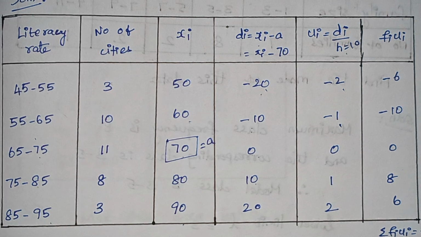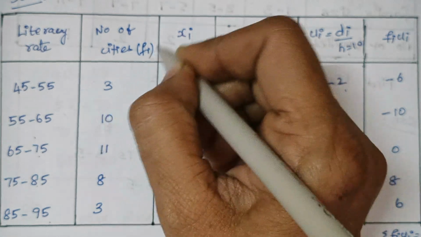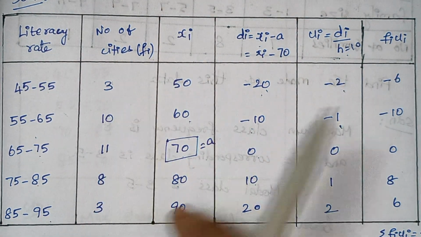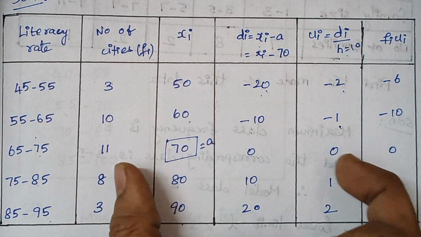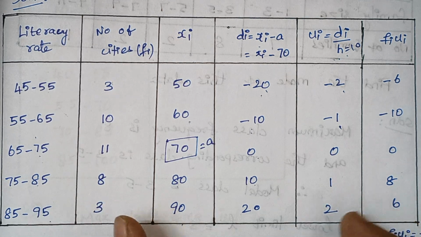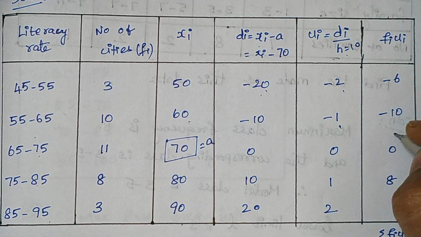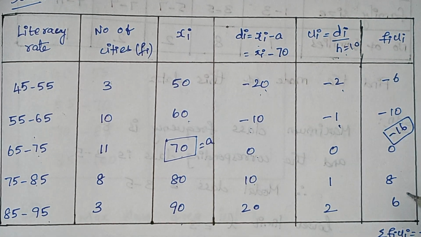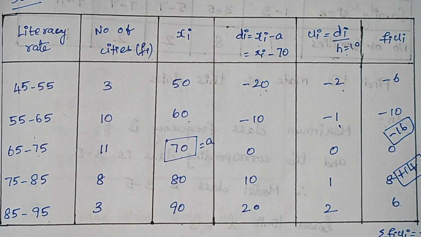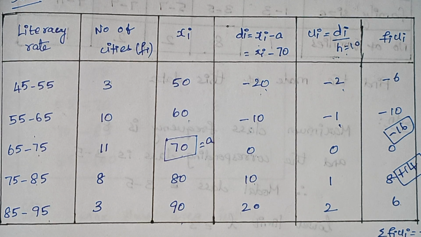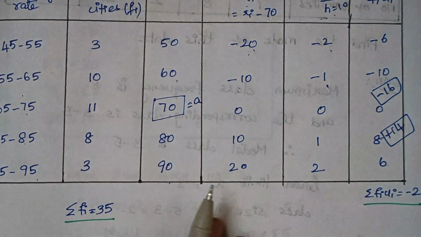And the next one is fi ui. Here this is your fi and this is your ui. You just have to multiply. 3 into minus 2 is minus 6. 10 into minus 1 is minus 10. Here it is 0, and here 8 into 1 is 8, and 3 into 2 is 6. Again when you add, minus 10 minus 6 gives you minus 16, and 8 plus 6 gives you plus 14. So minus 16 plus 14 gives you minus 2. So summation of fi ui is minus 2 here, and summation of fi is 35.